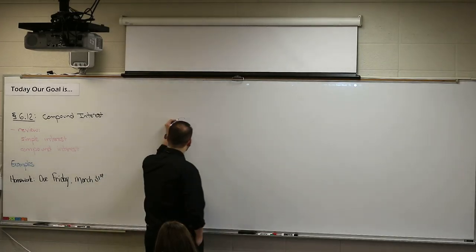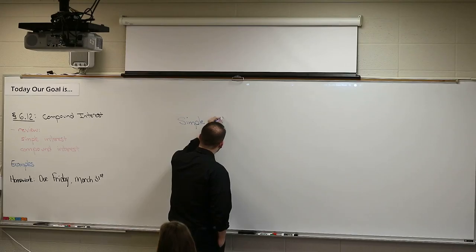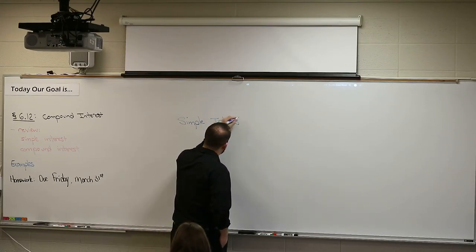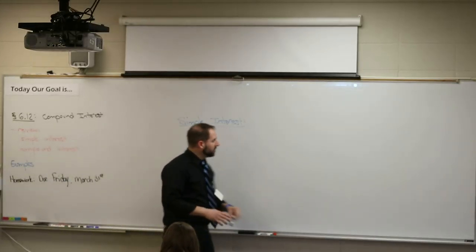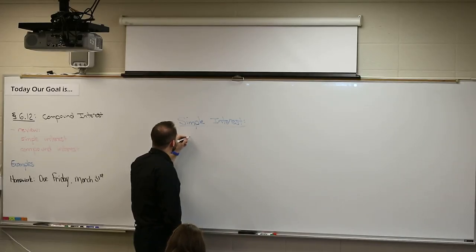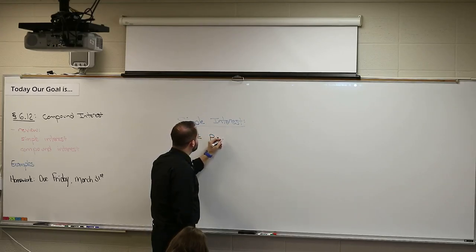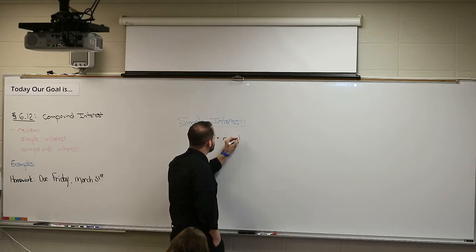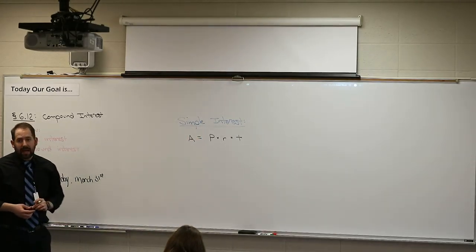This is the formula for simple interest. I want to make sure that you're familiar with it, you're comfortable with it, and you know kind of what to expect and where to plug the numbers in. So here's how it works for simple interest. The formula is the interest that you're going to accumulate will be equal to the principal times the rate times the time frame. Okay? So that's what you're going to have in your problems.